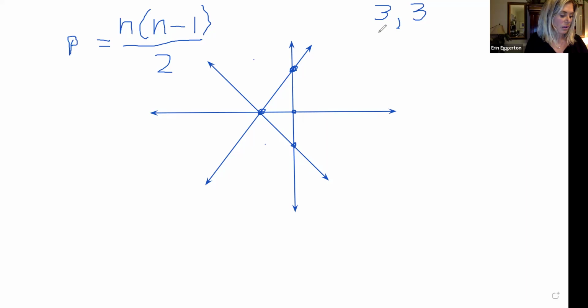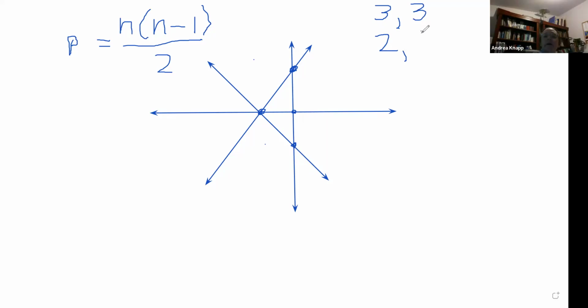With 2 lines, there was one intersecting point and then everything else was not possible. Okay. 2 lines is one intersecting point. 3 lines had at most 3 intersecting points.